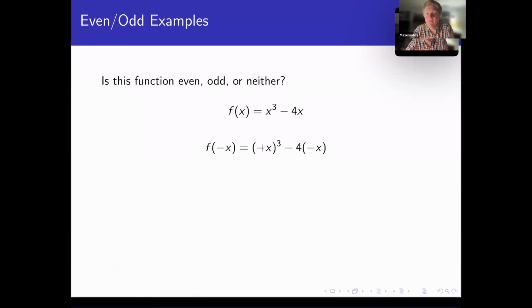Okay, negative x cubed is negative x cubed. Negative 4 times negative x is positive 4x. Now, this is really similar to what we started with.